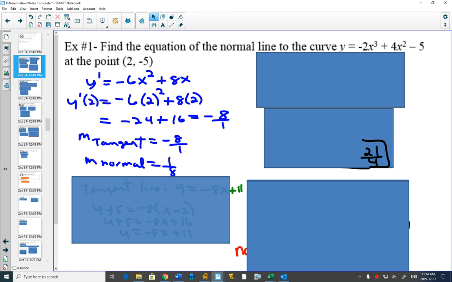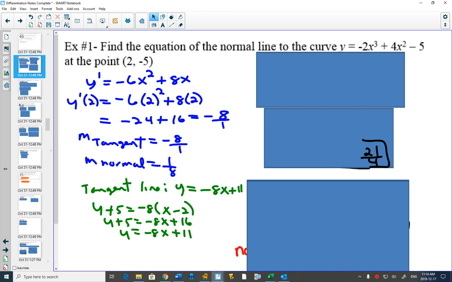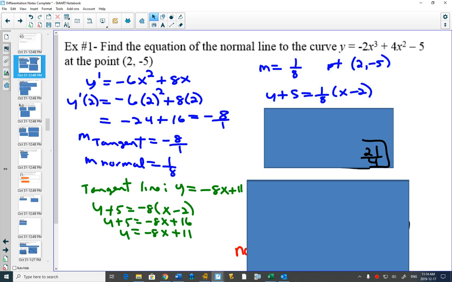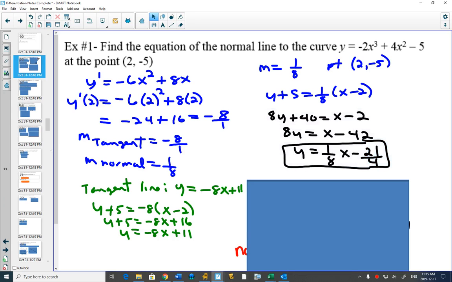So here, oh, this is the tangent line. But here's my slope. There's my point. Put it into y minus y1 equals m times x minus x1. Rearrange and solve for y, and we get y equals 1/8 x minus 21 over 4.